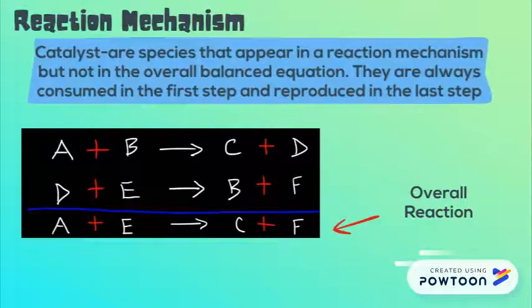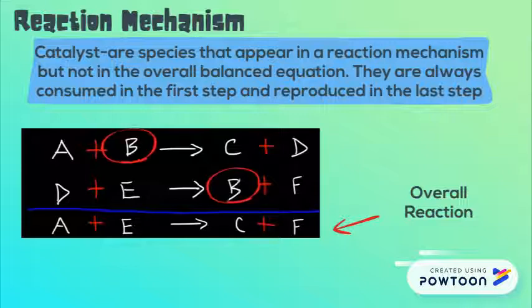in the second step. You can also identify catalysts by looking at the reaction mechanism. These are species that first appear as a reactant in the first step and then are reproduced as a product in the last step. In this example, substance B is the catalyst. You see it first as a reactant and then reproduced as a product at the end.